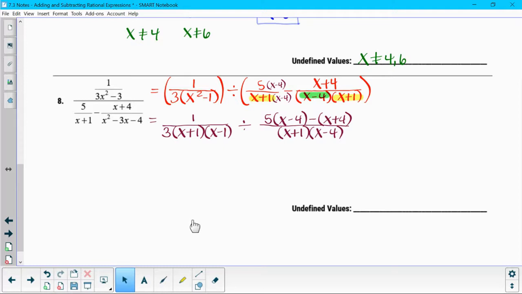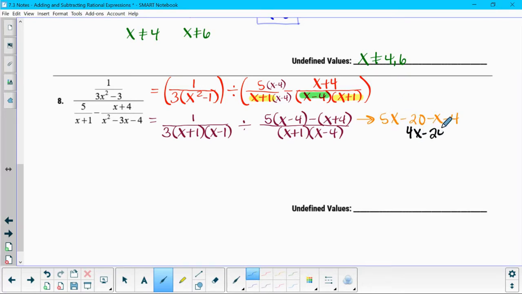Now, this numerator is going to simplify to be 5x minus 20 minus x minus 4. When I combine all of those like terms, I'm going to end up with 4x minus 24. So that's my denominator that's getting replaced here.